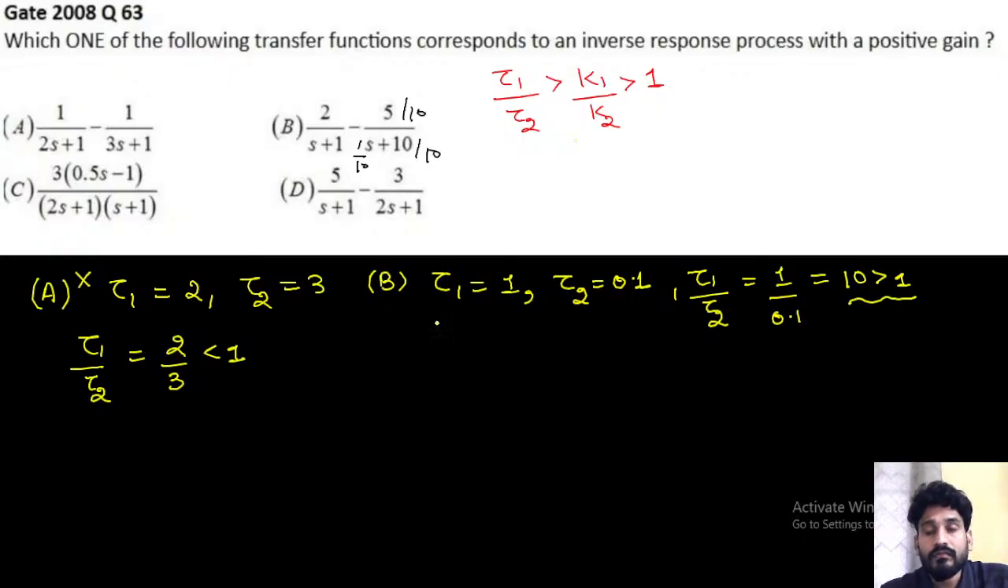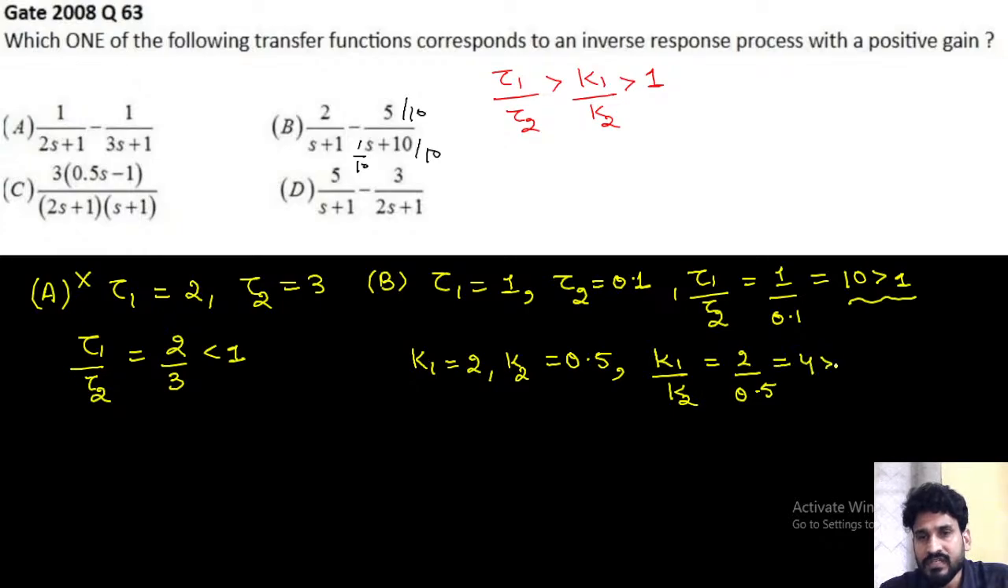Okay. What is the K1? K1 is equal to 2, and what is the K2? K2 is equal to 0.5. K1 divided by K2 is what? K1 is my 2 divided by 0.5. What is it? It is my 4, which is greater than 1. It is clear to you or not? So yes, that B can be our answer.